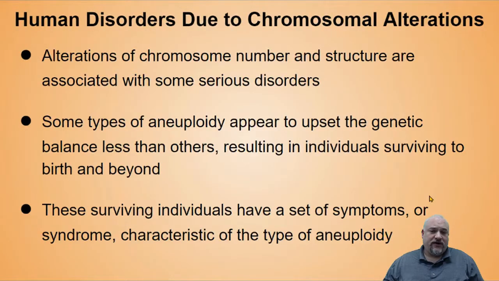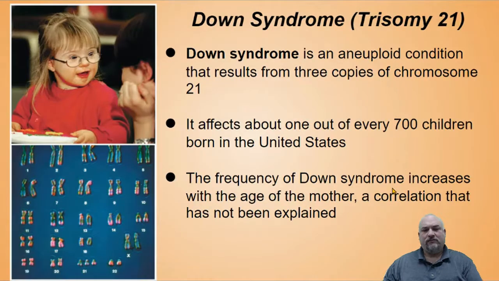Now, chromosomal alterations can lead to human disorders, and some are very serious. Sometimes aneuploidy appears to upset the genetic balance less than others, resulting in individuals surviving to birth and then beyond. Like we said, most of the time they don't survive to birth, but there are some that do. These surviving individuals have a set of symptoms, which we call a syndrome, which is characteristic of that type of aneuploidy. Probably the most common one people are familiar with would be Down syndrome or trisomy 21, which results from three copies of the 21st chromosome.